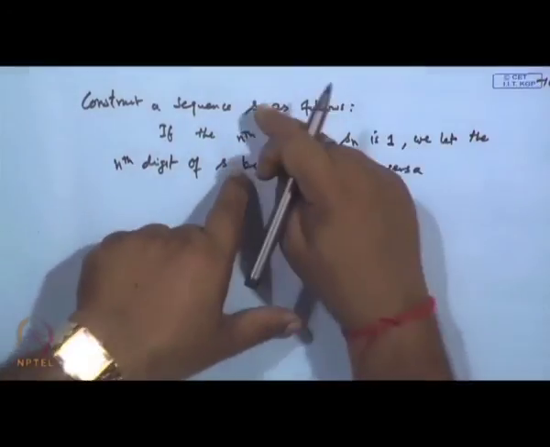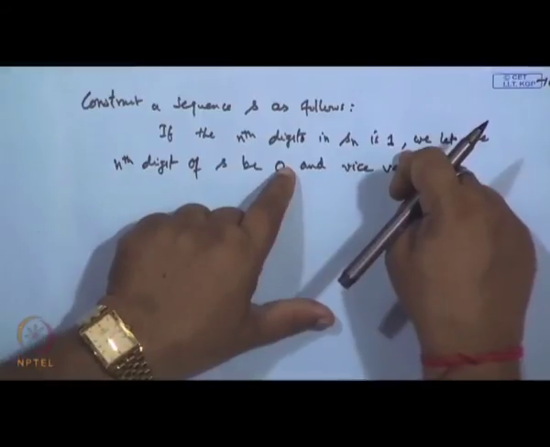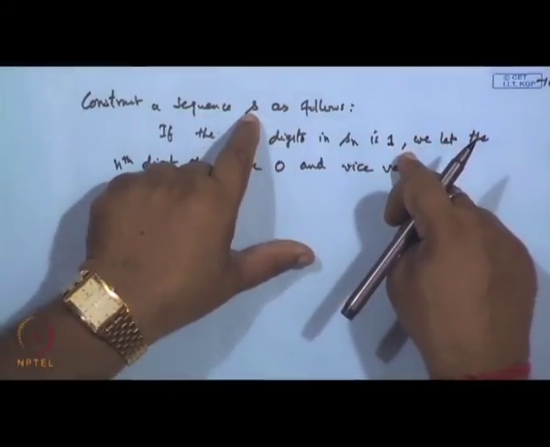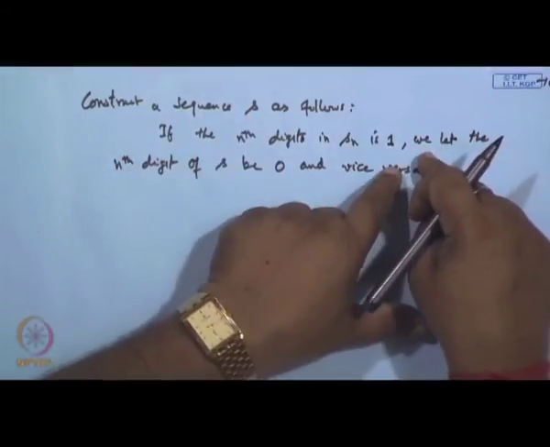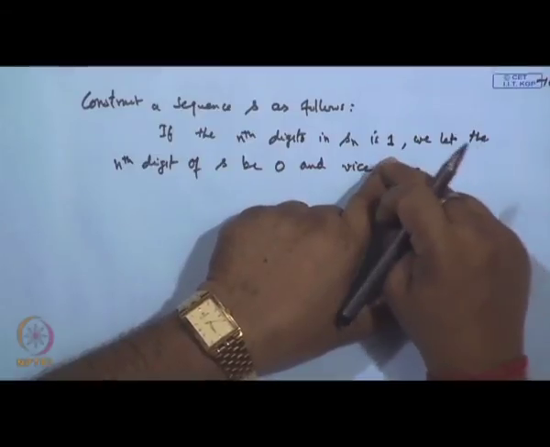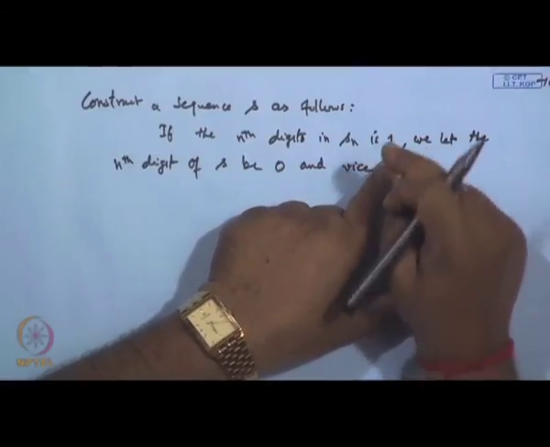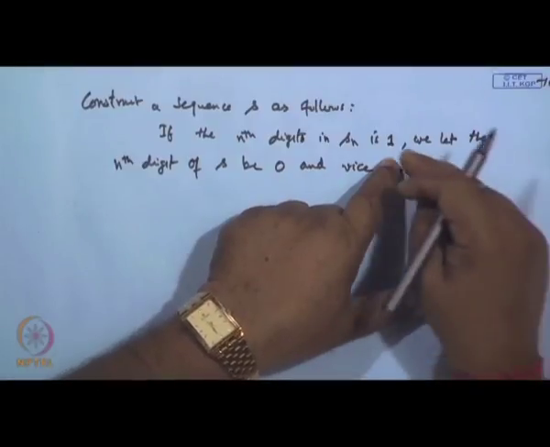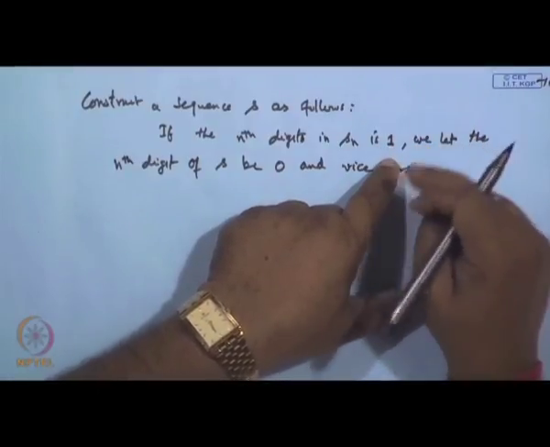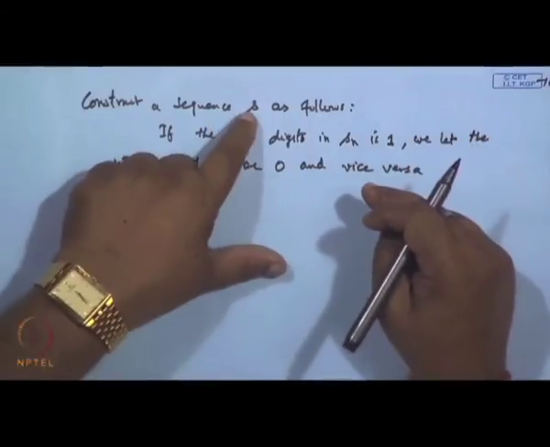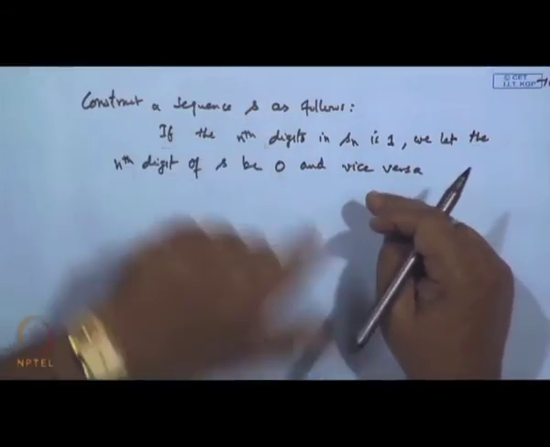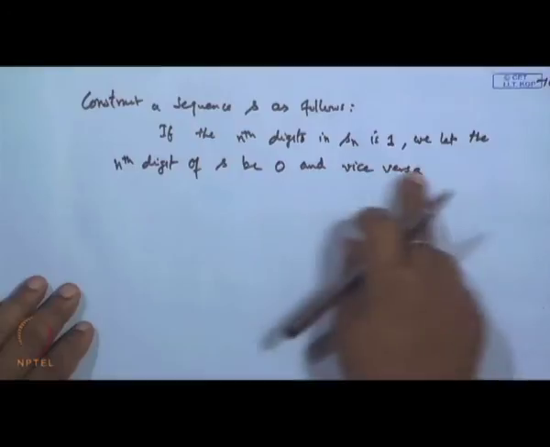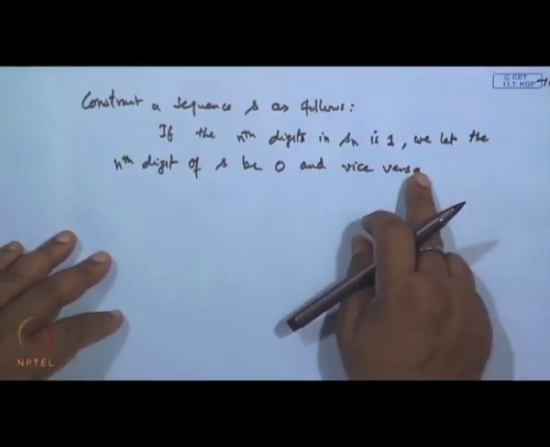Similarly, for the second term of S, we look at the sequence S2 and see what the digit is. Whatever the digit there, we take just the opposite: if it is 1, we take 0, and if it is 0, it is 1. It means the sequence S so obtained will differ from all the terms of this constructed set E.